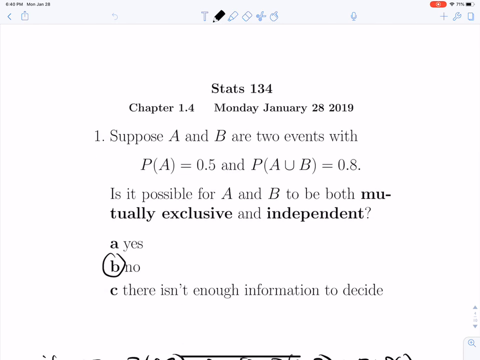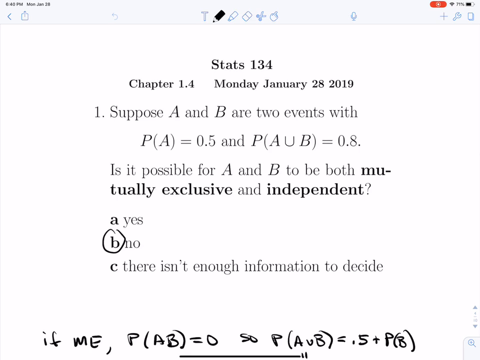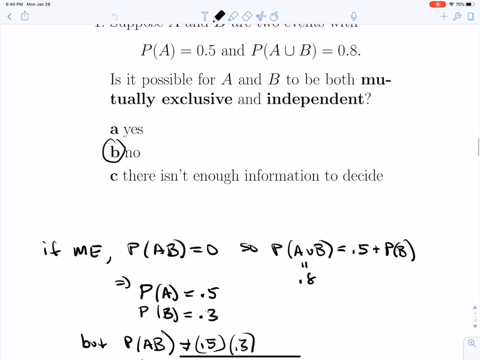So we then did a concept test. Suppose A and B are two events. Probability of A is 0.5, probability of A union B is 0.8. Is it possible for A and B to be both mutually exclusive and independent? So the answer is no. If it's mutually exclusive, that means the probability of A union B would be 0.5 plus the probability of B, so probability of B must be 0.3. And then probability of A intersection B, being mutually exclusive, is 0, but that can't be 0.5 times 0.3, so you can't have independence.